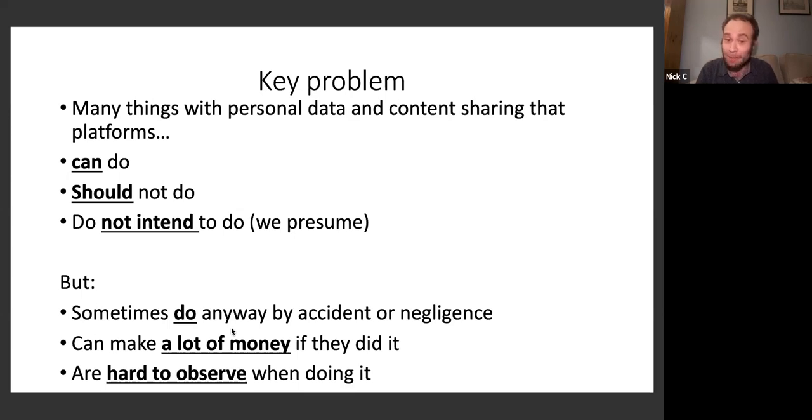Also, unfortunately, they can make a lot of money if they did it. That's why we get a little bit suspicious about the various ways that Facebook and other platforms interact with users. And at the same time, because it's so proprietary, it's hard to observe when they're doing it, or rather, it's hard for them to prove when they're not doing it.